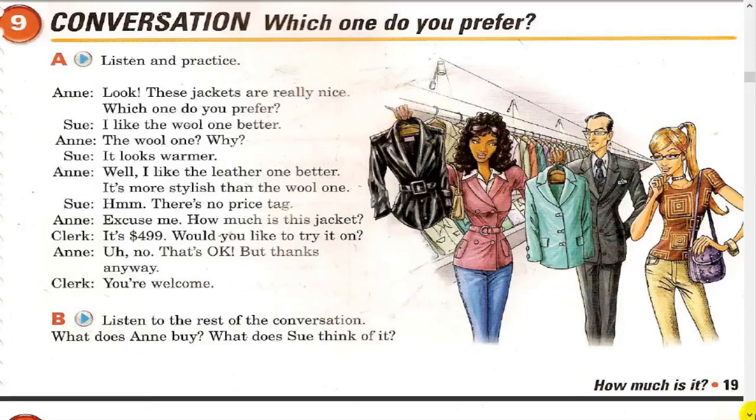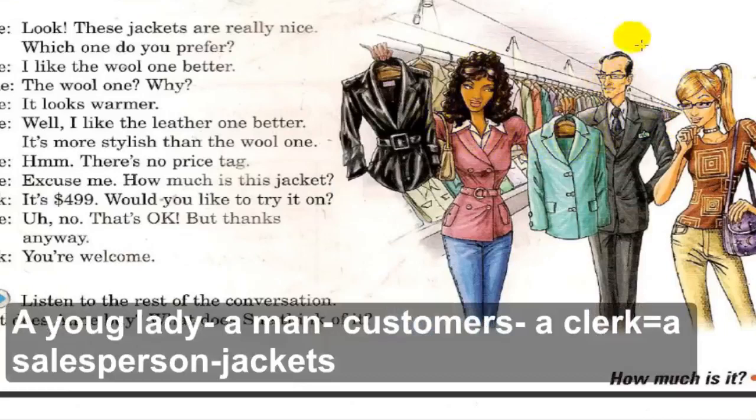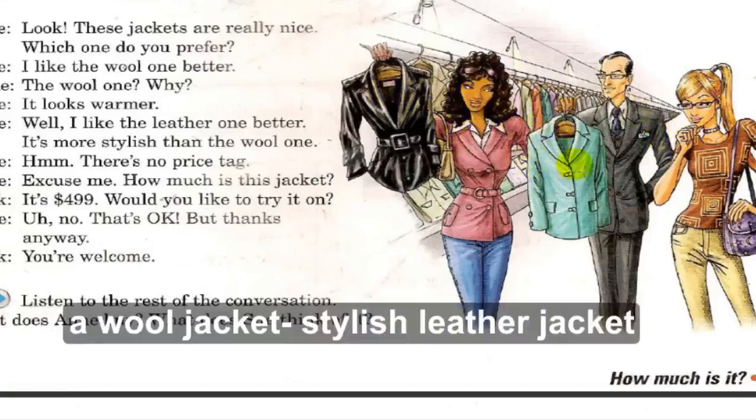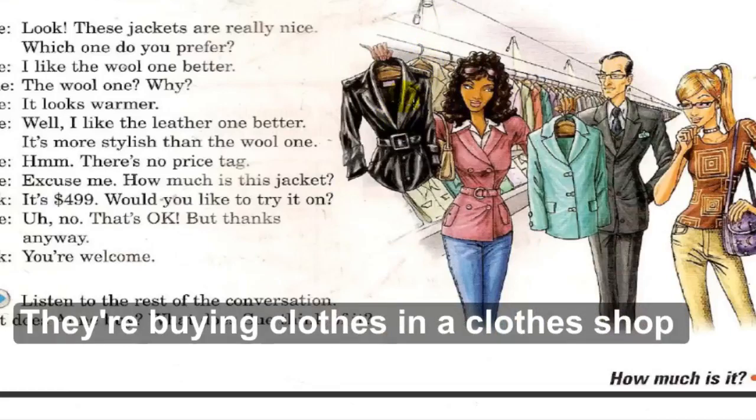Exercise 9. After the lecture, what do you see? You see what? Young lady, a man. Where are they? They are customers. And this man is a clerk. Clerk, salesman, a person who sells things. What are they buying? They are buying jackets. So a leather jacket. A wool jacket, stylish, fashionable leather jacket. So they are buying clothes.